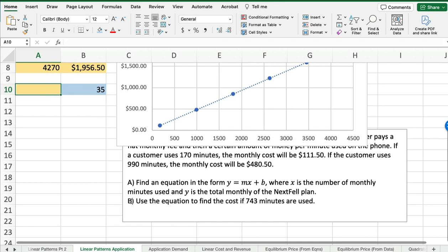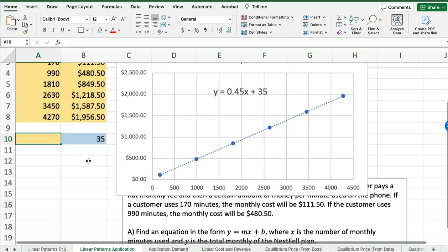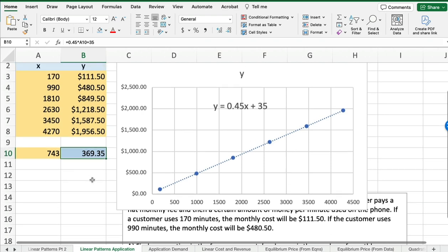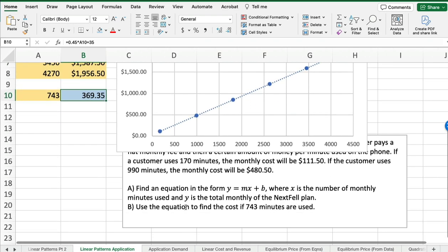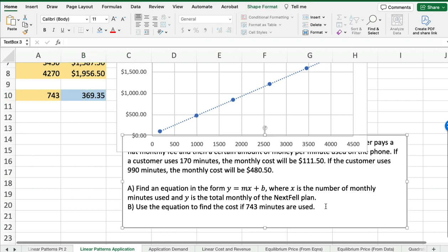So part B, use the equation to find the cost if 743 minutes are used. So I'm going to go ahead and put the 743 there in cell A10. And lo and behold, that's going to cost me $369.35. So my answer to part B is $369.35. And the answer to part A was y equals 0.45x plus 35.